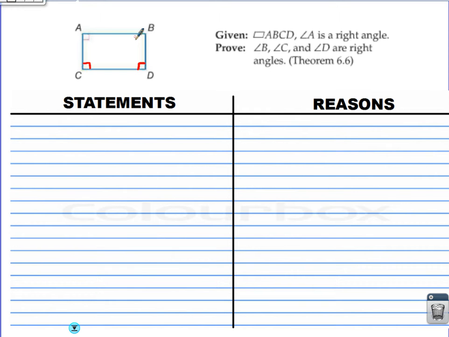Well, what about C and B? They're both opposite angles, so are they not also congruent? The measure of angle C is 90 degrees, so therefore the measure of angle B is 90 degrees. So are angles B, C, and D also right angles? Yeah. And you see, that's kind of common sense, right?